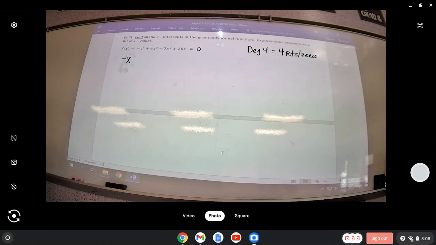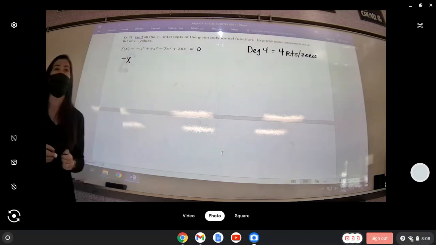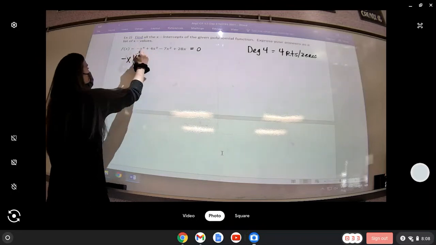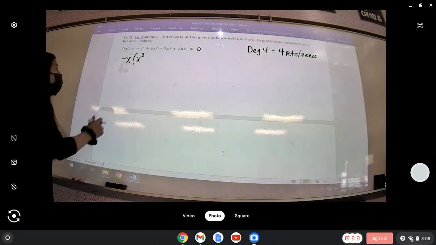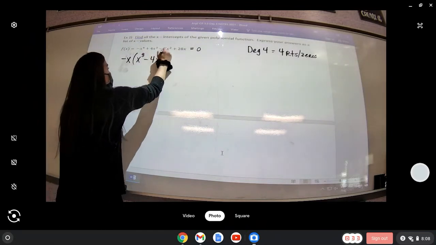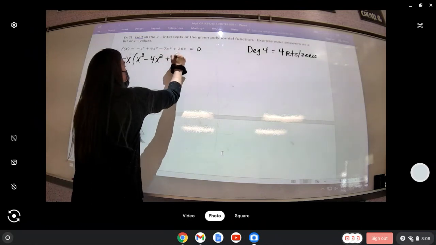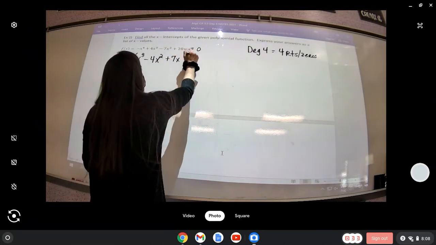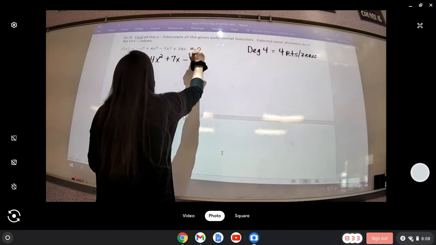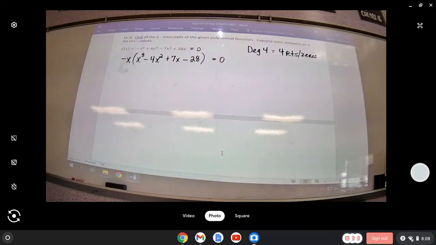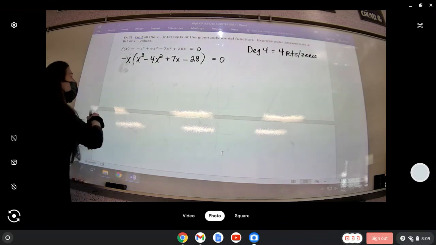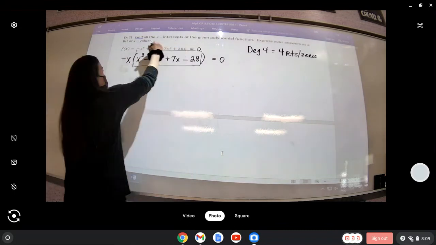So everybody get your new polynomial if you take a negative x out of all of these. It should take all the signs and make them the opposite. Everybody double check with me, make sure we have the same polynomial left. Okay, now our job is to take the new polynomial and try to factor it again.